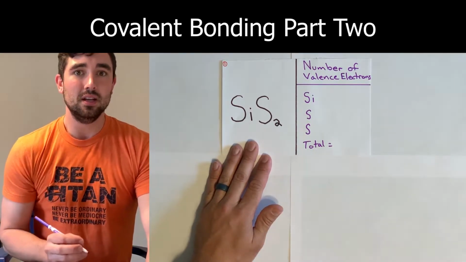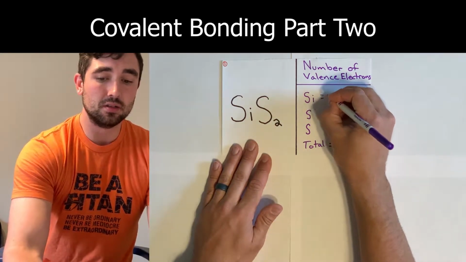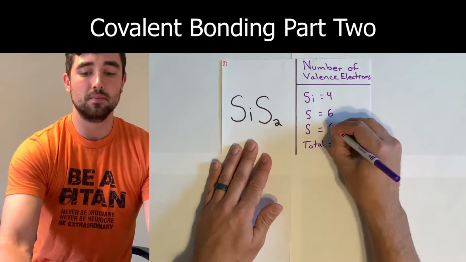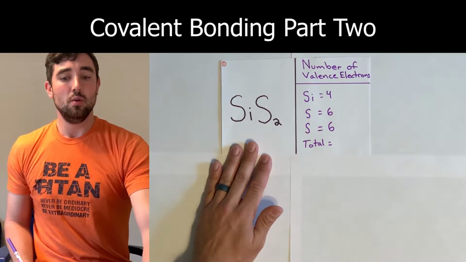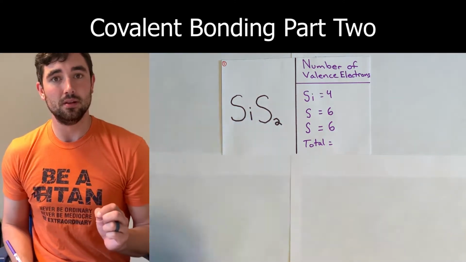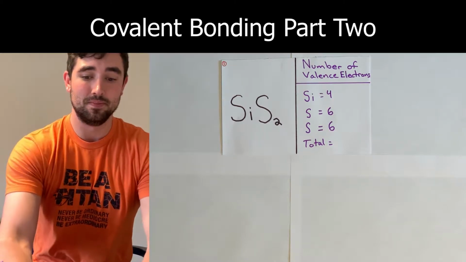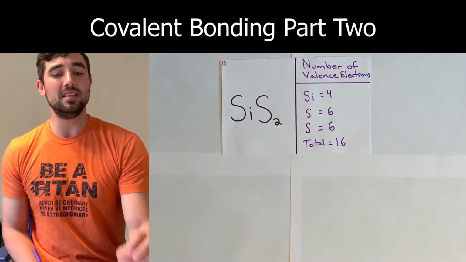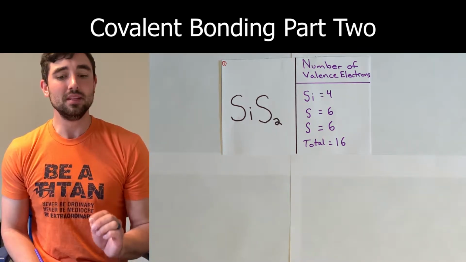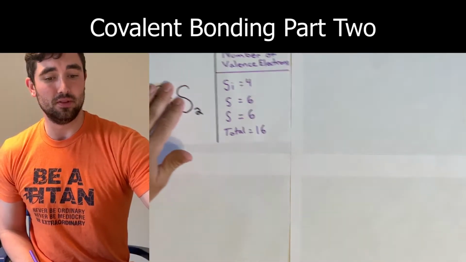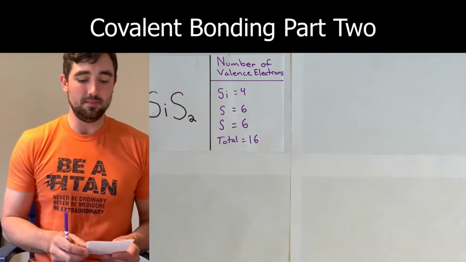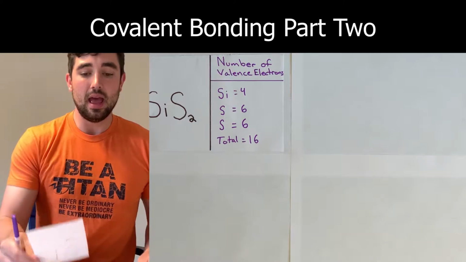So silicon is 4 valence electrons. Sulfur is 6. There happen to be 2 sulfurs, each having 6, which gives me a total of 16. So I get 16 total valence electrons for the molecule SiS2. Now, we're going to put this off in the corner over here, and we're going to work on this section. We can take those independently, and I can have Si.